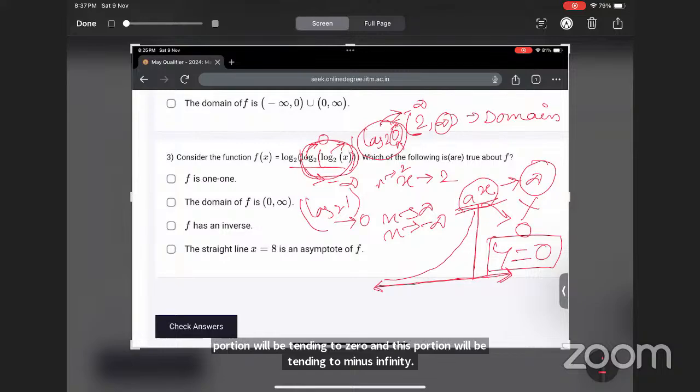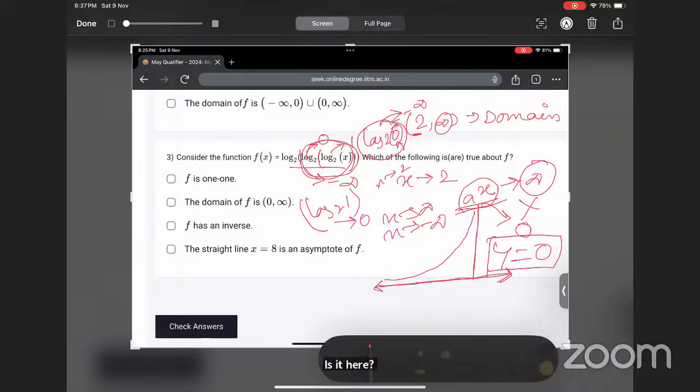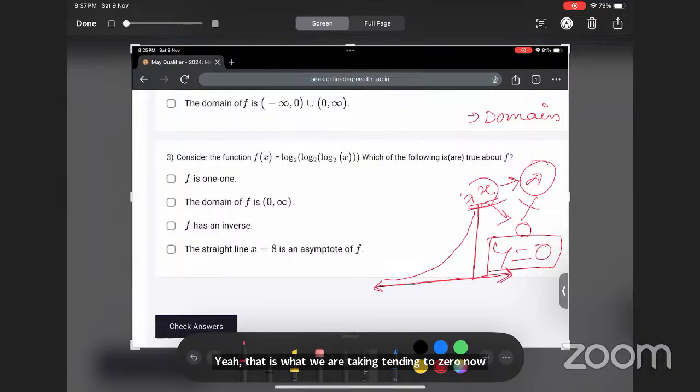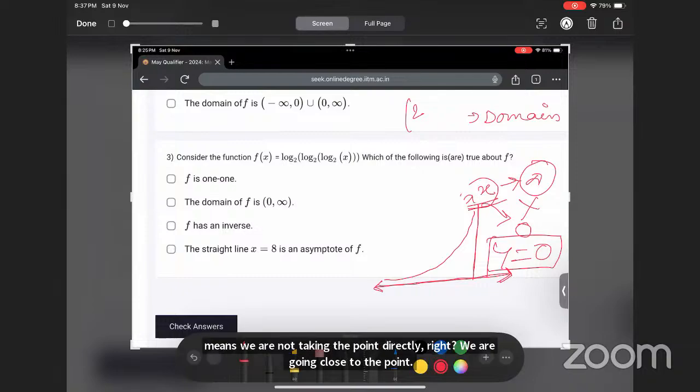But log base 2 of 0 is not defined, no? Yeah, that is why we are taking tending to 0 now. We are not taking exactly equal to 0. We are taking this type of thing, open. Open means we are not taking the point directly; we are going close to the point. We are not putting 0 directly. We are taking some point which is very close to 0, which is tending to minus infinity.